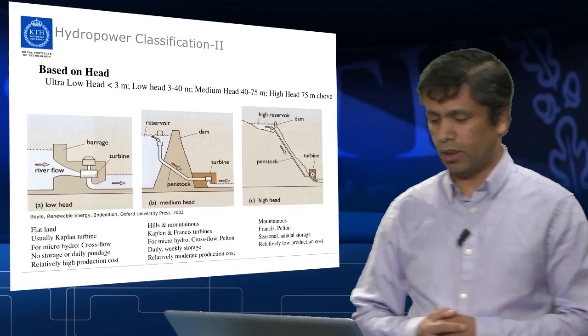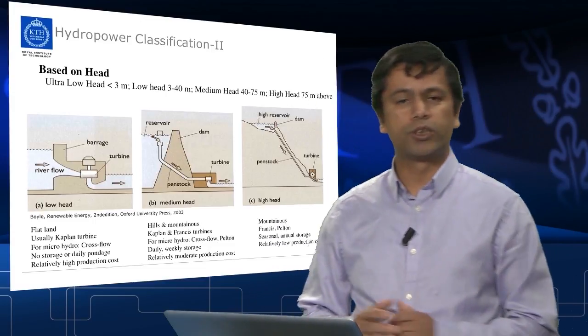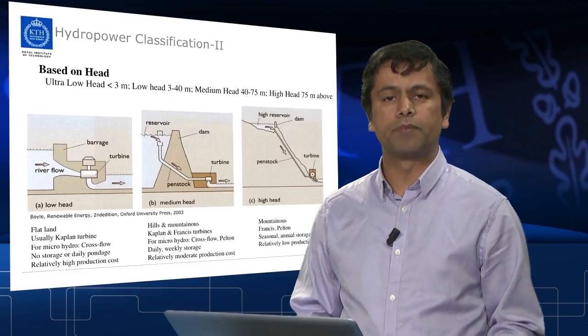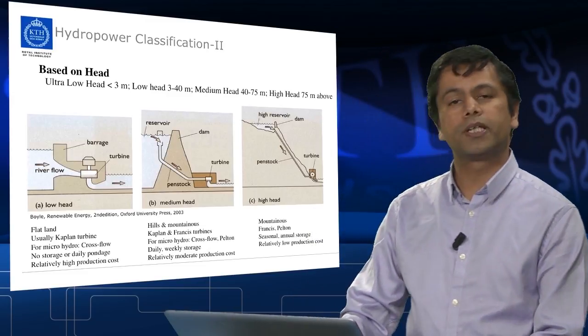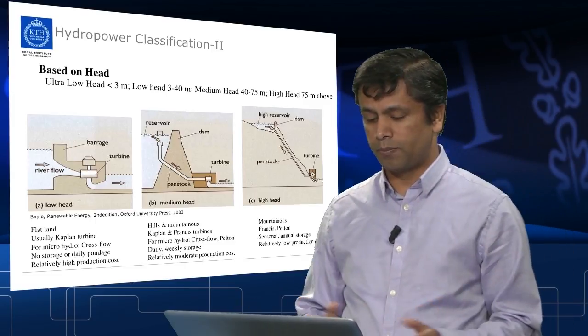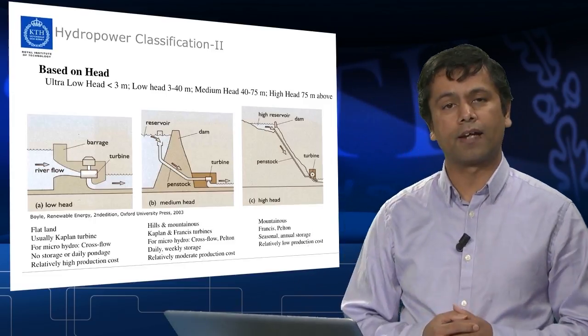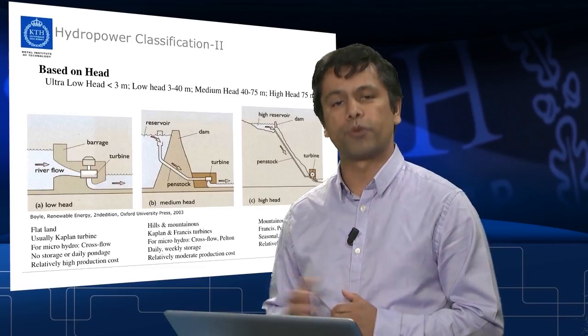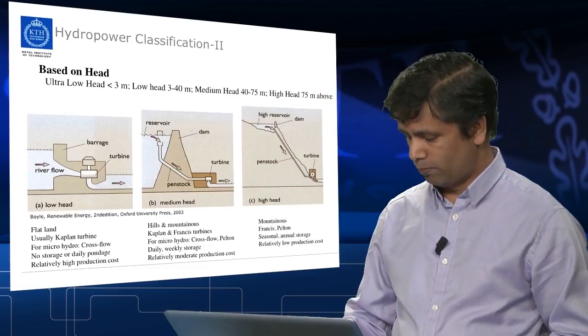And if you go to the mountainous regions which have a high head, in such cases Francis and Pelton turbines are mostly used, and especially they might have seasonal or annual storage, and relatively the production cost with high head projects is always low.